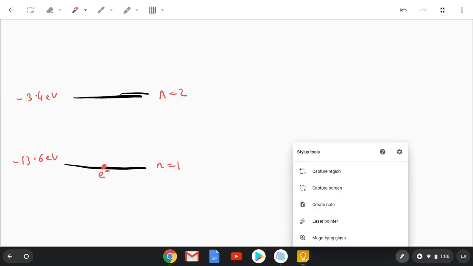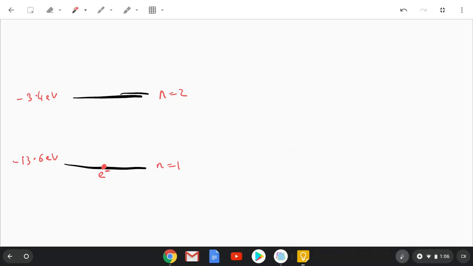Now, this electron can absorb a photon and move up an energy level. But to move up from n equals 1 to n equals 2, how much energy is needed? The difference between the energy levels.